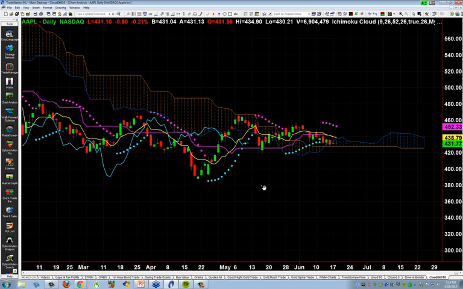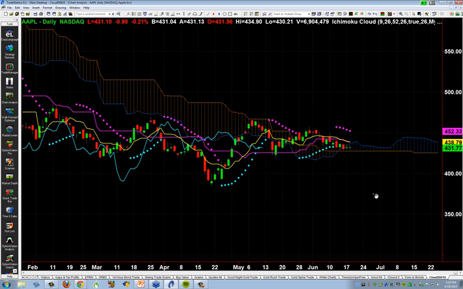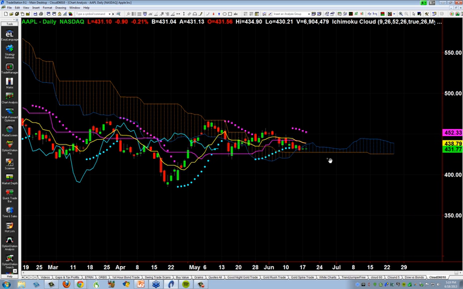So if you look at this, on Apple, you've got a blue cloud. You had the turning line and the standard line start to turn. The price action went above the cloud, and now you're waiting for the lagging line to go above the cloud.